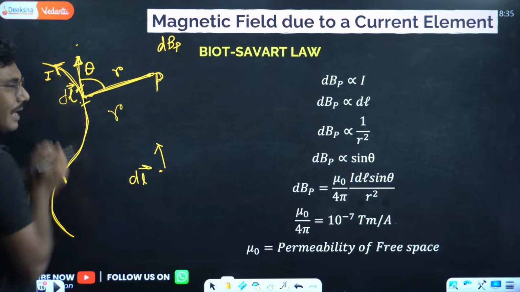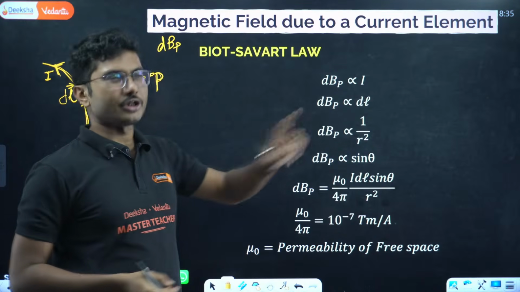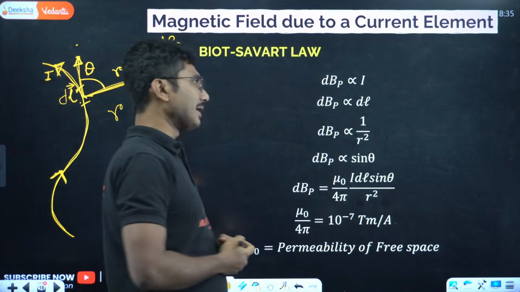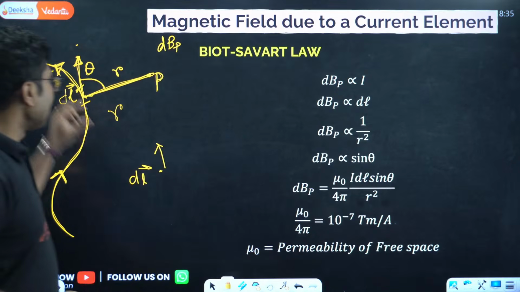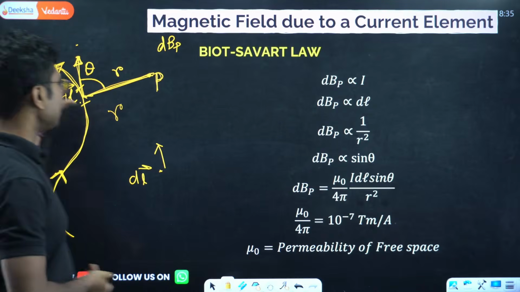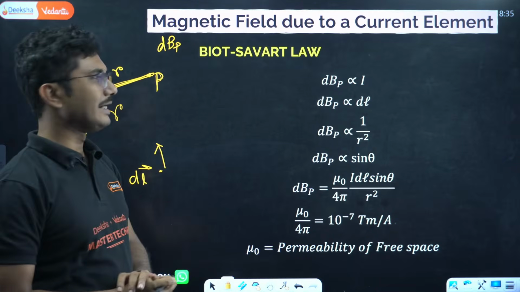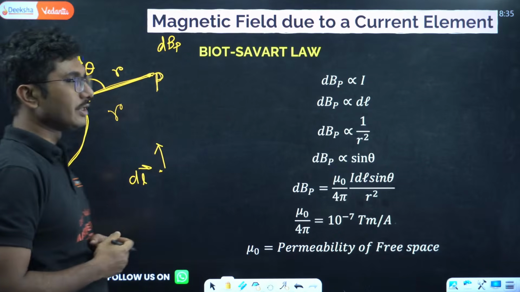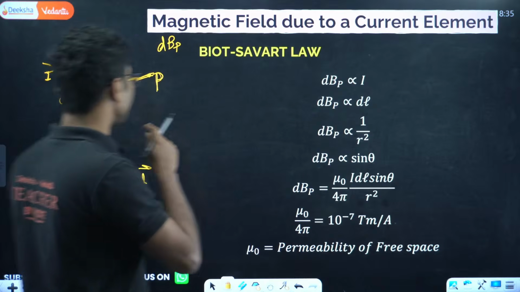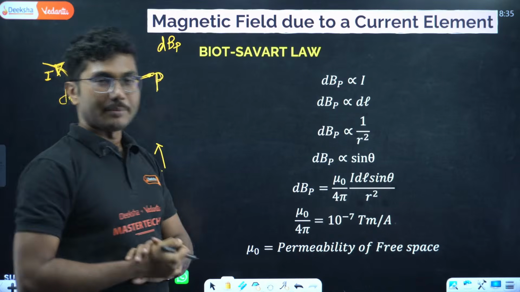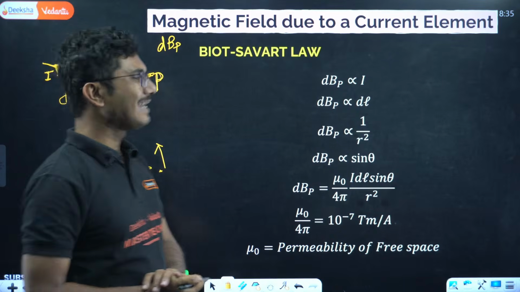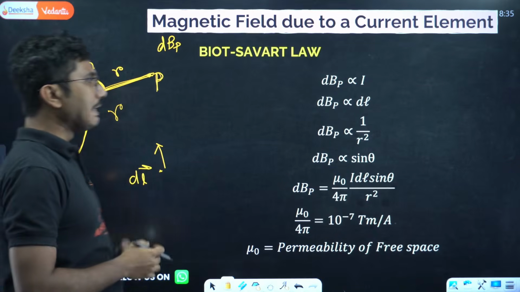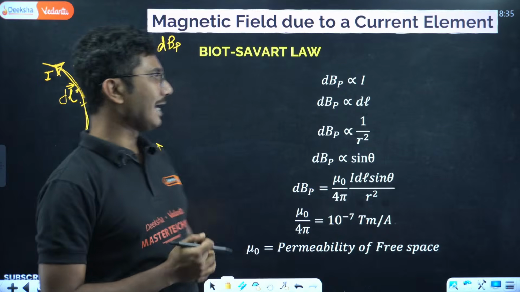The small magnetic field due to the small element is proportional to the magnitude of the current. It is proportional to the length of this current element. It is inversely proportional to the square of the distance between the element and the point. And it is directly proportional to the sine of the angle theta.